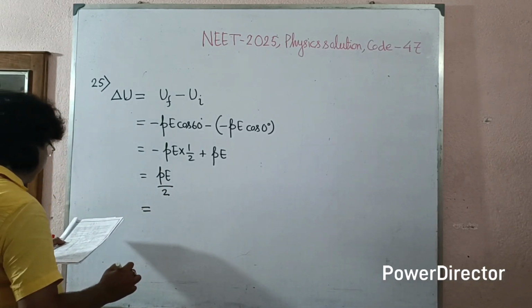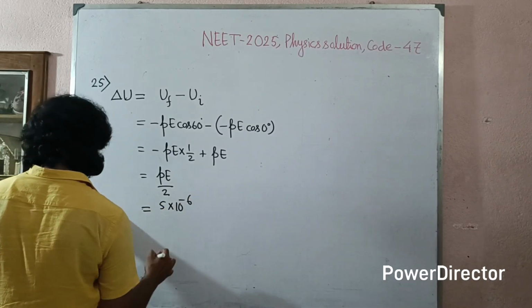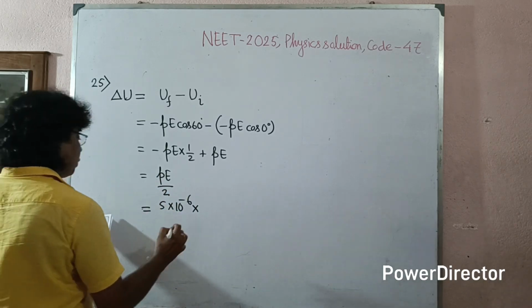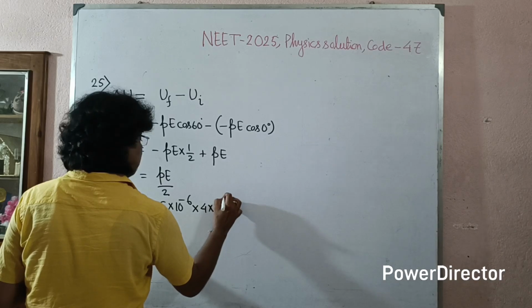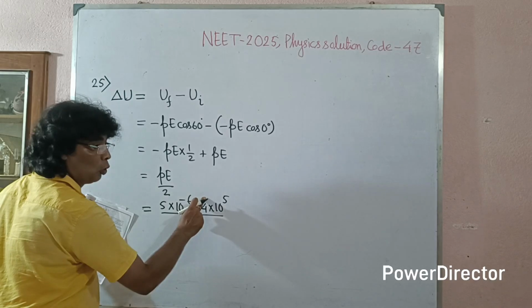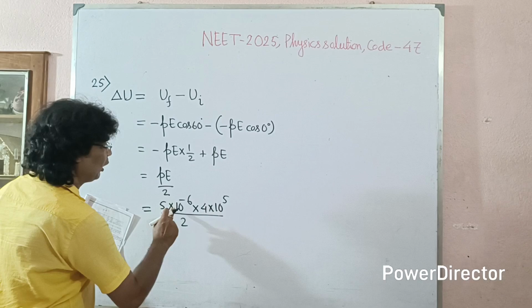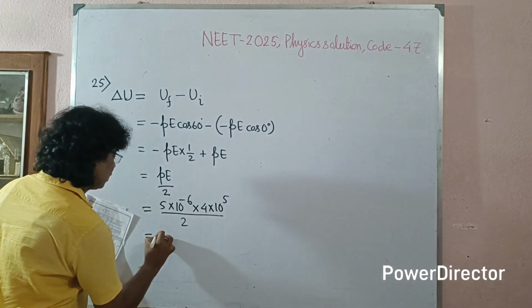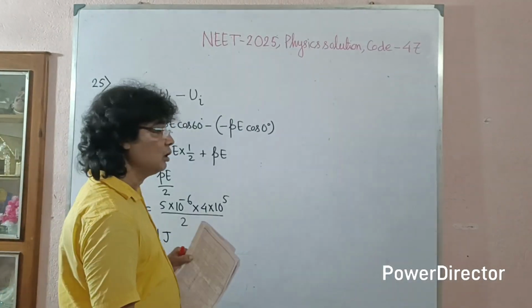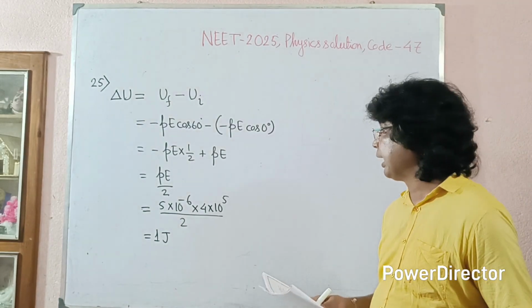Here given electric dipole moment 5 into 10 to the power minus 6 coulomb meter, electric field 4 into 10 to the power 5 Newton per coulomb, by 2. 5 into 4, 20 by 2, 10. 10 into 10 to the power 5 minus 10 to the power 6 into 10 to the power minus 6 comes out to be 1 joule. So the change of potential energy of the electric dipole is 1 joule.